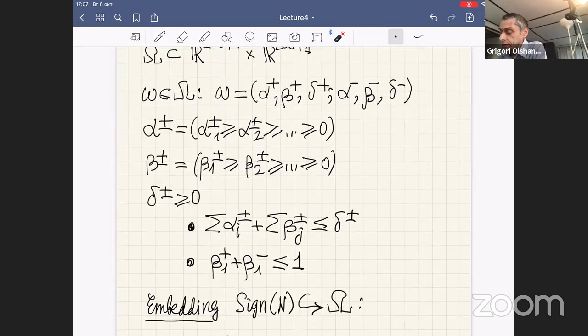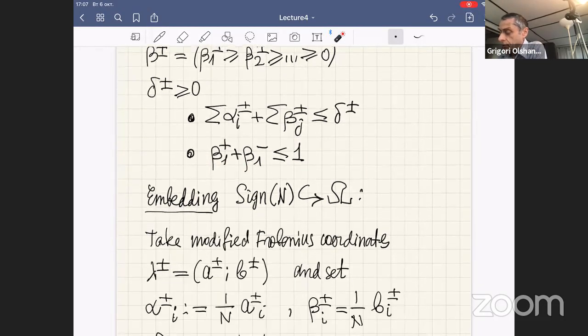Next, the deltas are simply non-negative real numbers, and there are two conditions. Essentially, three conditions, because one is for the plus sign and the other for the minus sign. And the condition is that the sum of the alphas plus the sum of the betas does not exceed the corresponding delta. And the second condition, its meaning will become clear shortly.